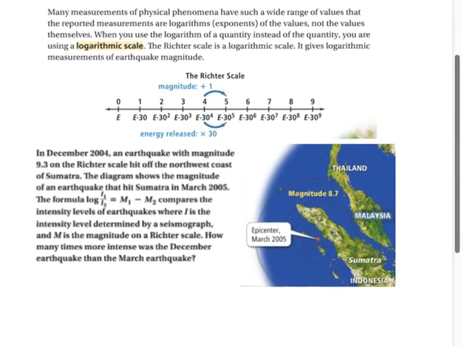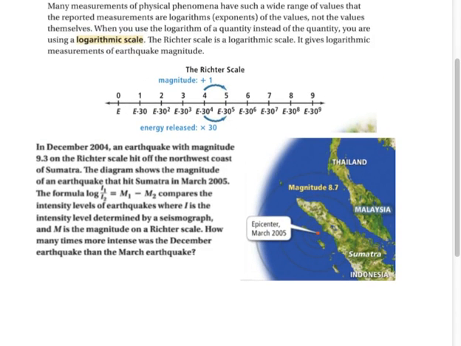All right, so let's toss in a word problem, and then we will call it good for these notes. So many measurements of physical phenomena have such a wide range of values that the reported measurements are logarithms or exponents of the values, not the values themselves. When you use logarithms of a quantity instead of the quantity, you're using a logarithmic scale. The Richter scale is a logarithmic scale. It gives logarithmic measurements of earthquake magnitudes.